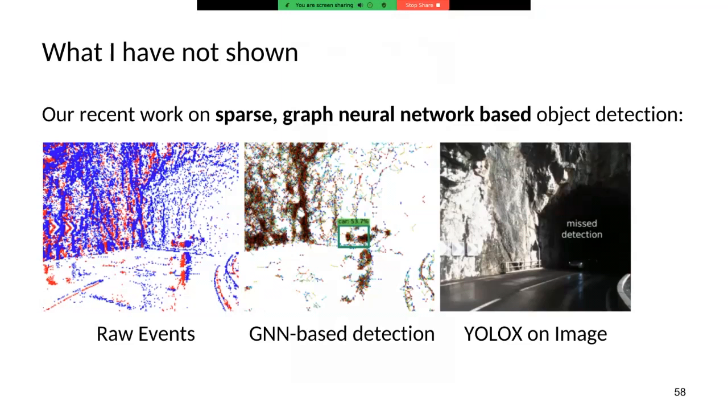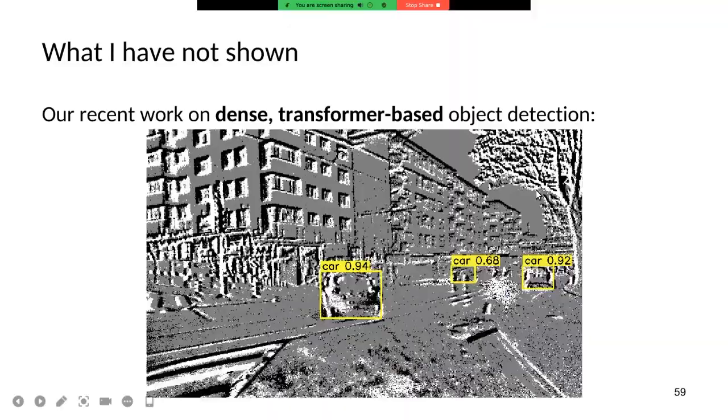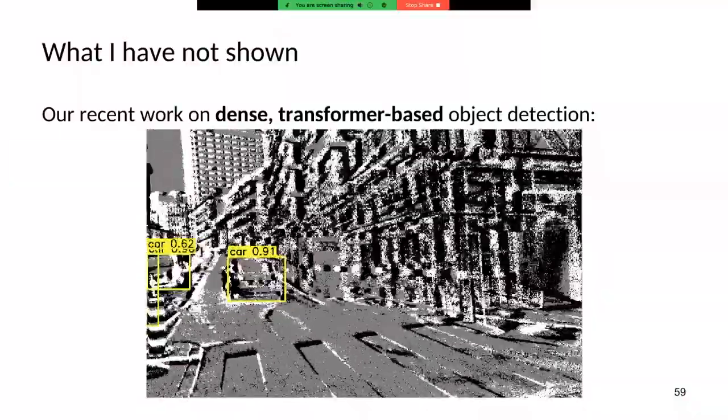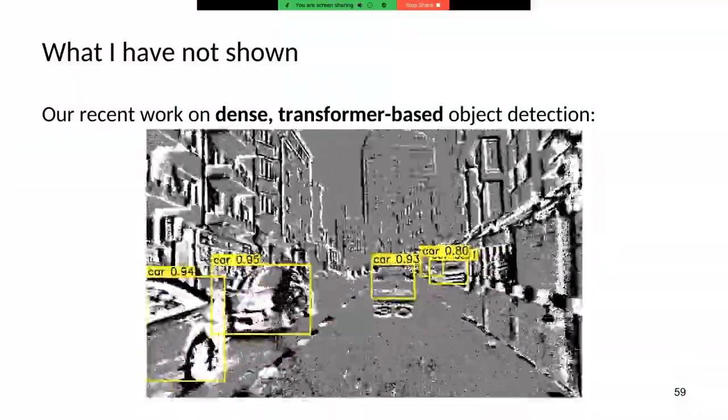Okay, so what I have not shown so far, to keep it a bit shorter, is our recent work on sparse graph neural network-based object detection. And the point I'm making here is that I'm just going over some things that we have also done recently, but I've not shown, because I want to highlight that this research discipline is very interdisciplinary and there are many different things that can be done. And also, for example, recent work on dense transformer-based object detection, which should be coming out soon, that we have also done.